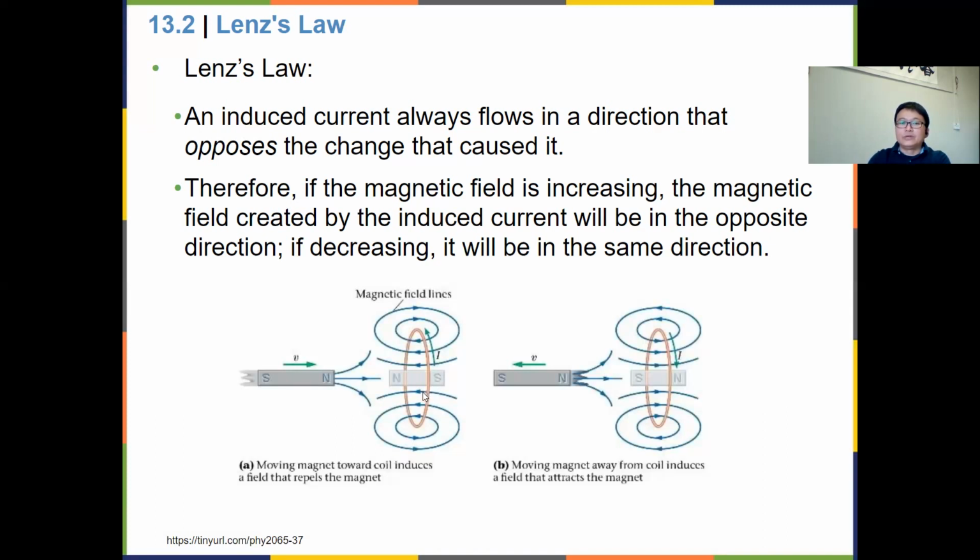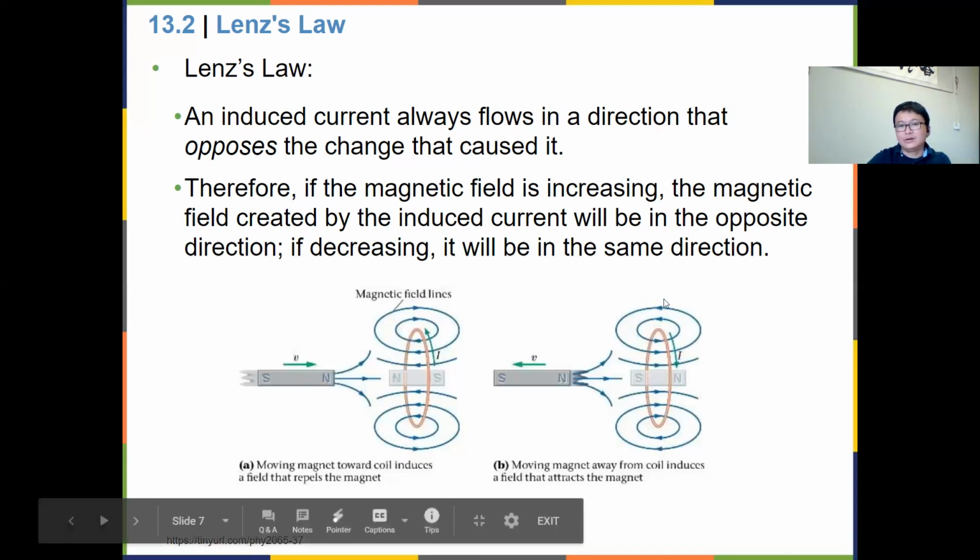Or you can do it this way. You can put your forefinger in the direction of the magnetic field, so then the current is in that direction going inside. In this case, it has to have a magnetic field going in this direction as the magnetic field line indicates. So then the current is going out of the board, or in this direction. All right, so that's Lenz's law basically.